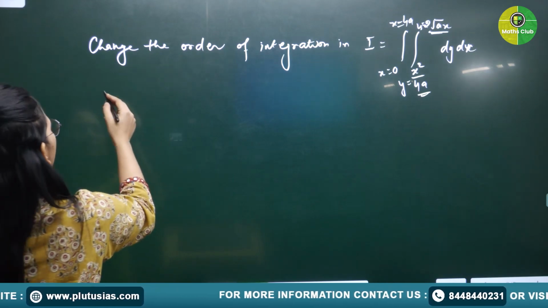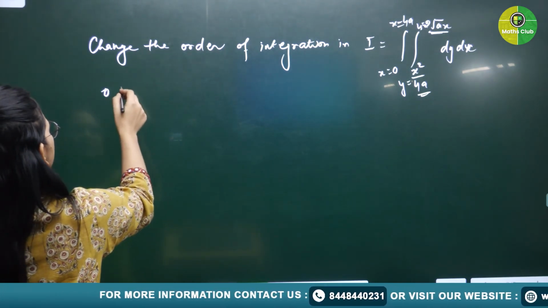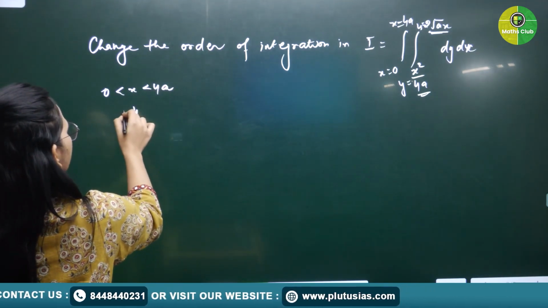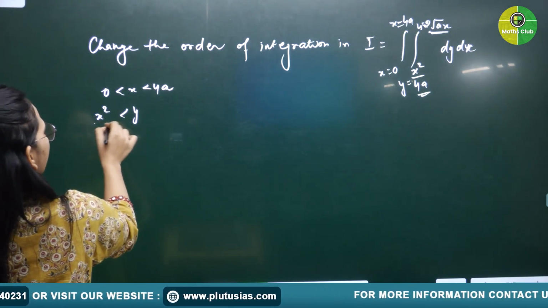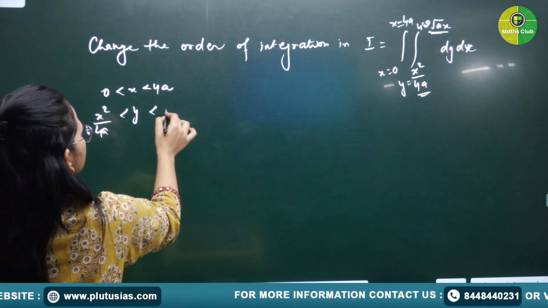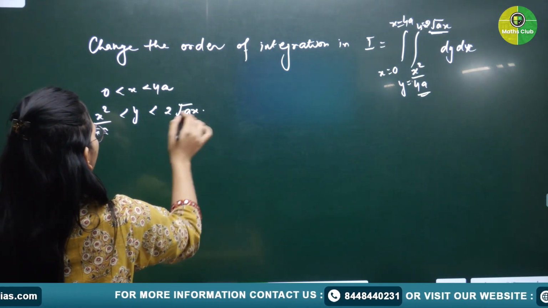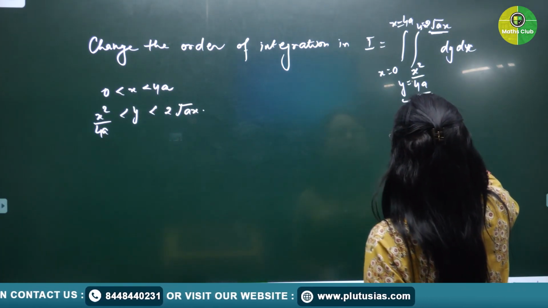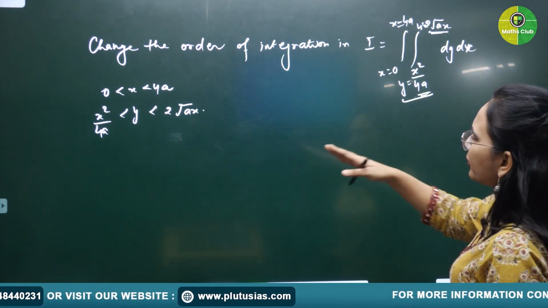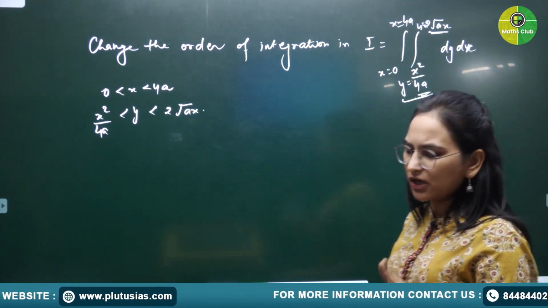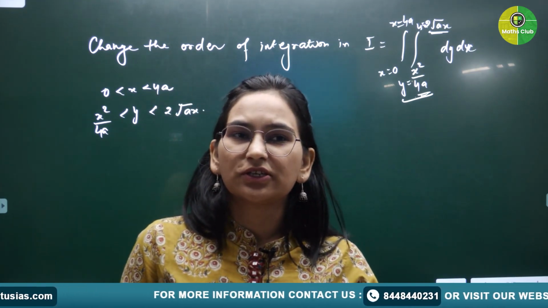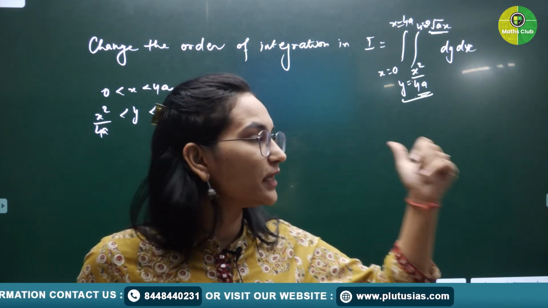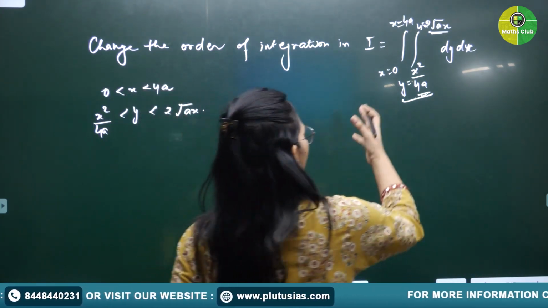So first write the limit they have provided to you, that is, 0 less than x less than 4a, and then the limit of y ranges from the lower limit x square by 4a to the upper limit 2 root ax. What will we do? We will try to draw this region. Since they have provided the limit of y, the region they have provided would be in the vertical strip, and our work would be to change this into a horizontal strip, and then accordingly take the limit for first x, and then we need to take the limit of y.